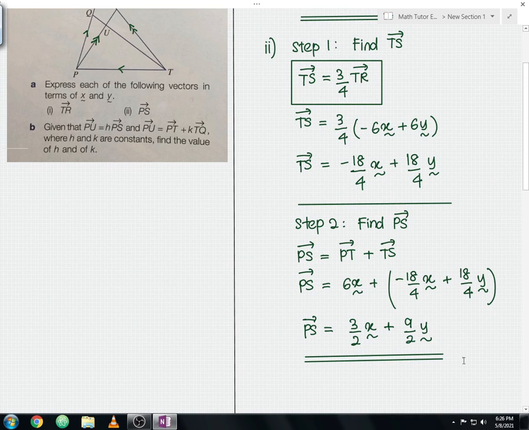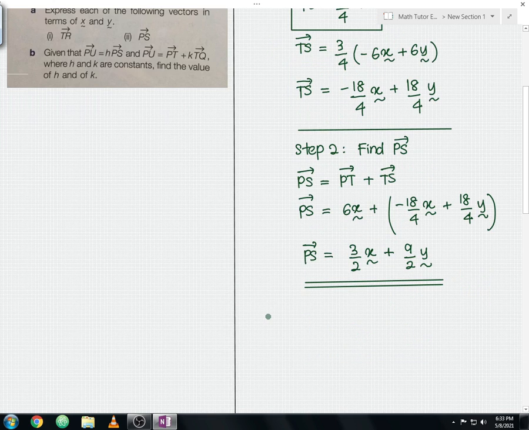Okay, so let us proceed our discussion for the question part B now. For the question part B, we are required to find the value of h and k given the two relations over here. The first relation is vector PU equals h times vector PS, and vector PU equals vector PT plus k times vector TQ. So we're going to begin our working with the first relation. Okay, let us start.